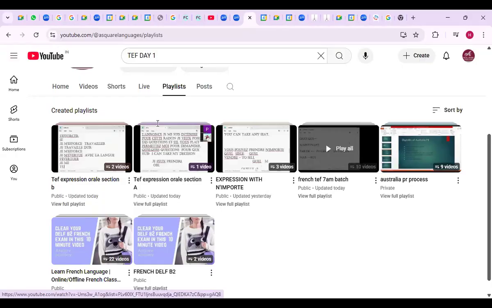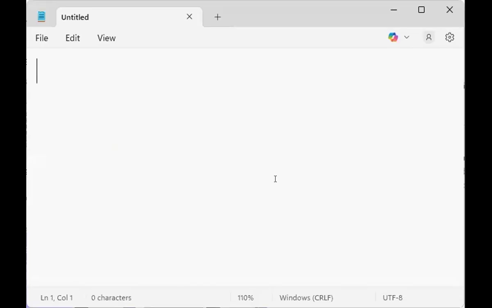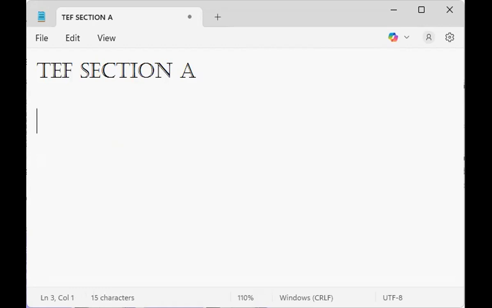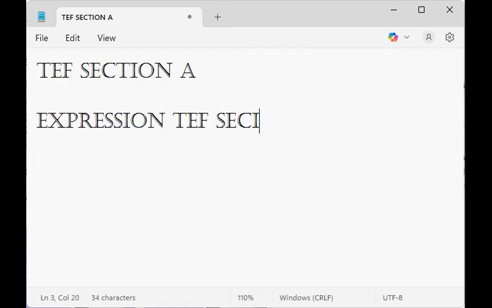One second. On my batch. So what is TEF Section A? TEF Section A. Now repeat after me. What expressions will we use in TEF Section A? Is it clear to you, my friends? Wait. Let me take you to my notepad. Can you see my notepad? Yes, sir. Section A.